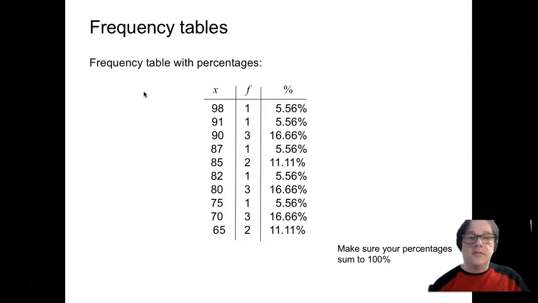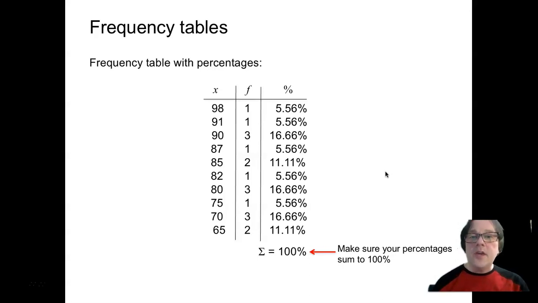So it looks like 90, 80, and 70 all make up the same percentage of our data set. And that makes sense because they all appear 3 times, right? And all the 1s and all the 2s are going to make up the same percentage of our total scores because they all appear the same amount of times as well.